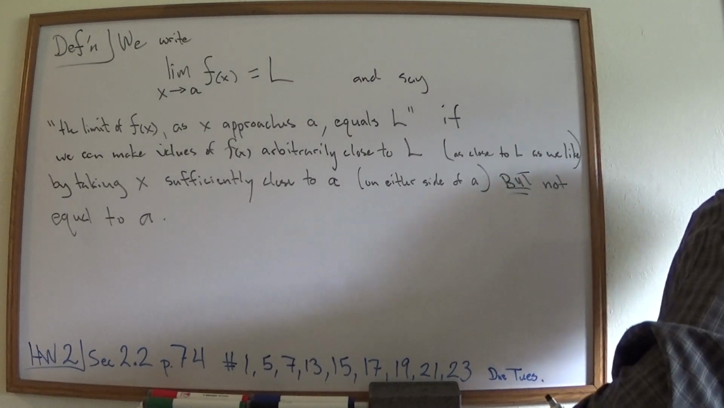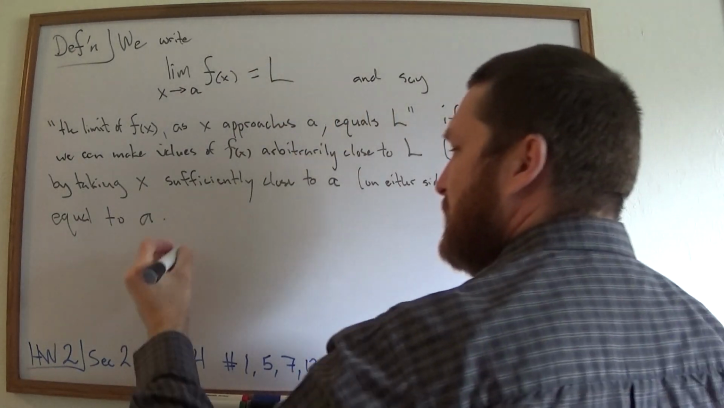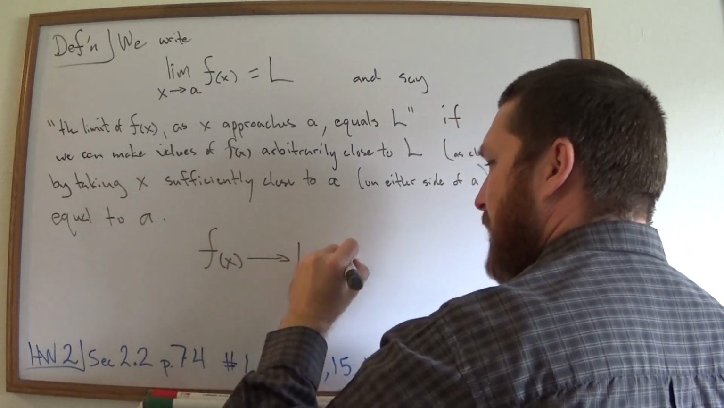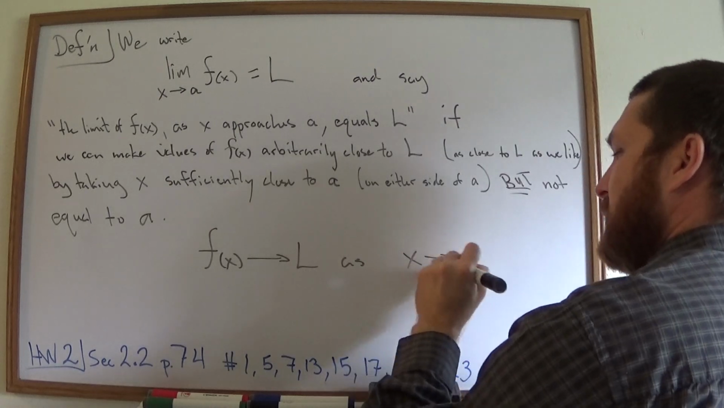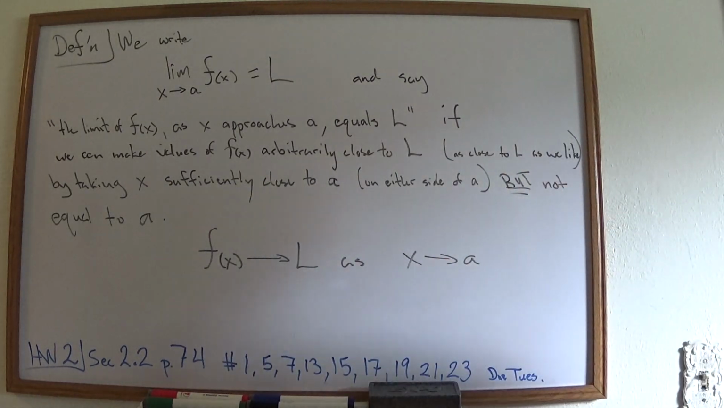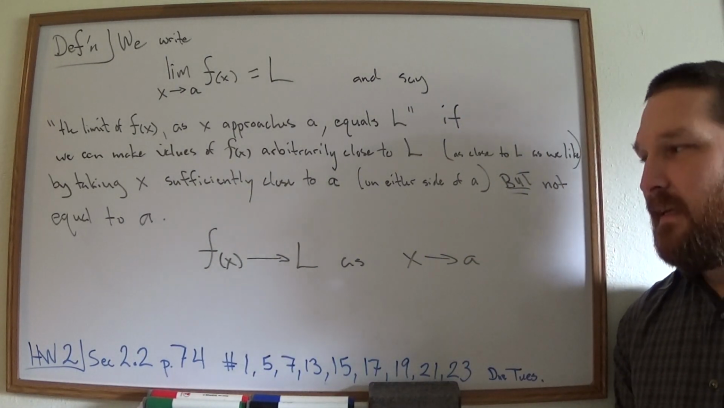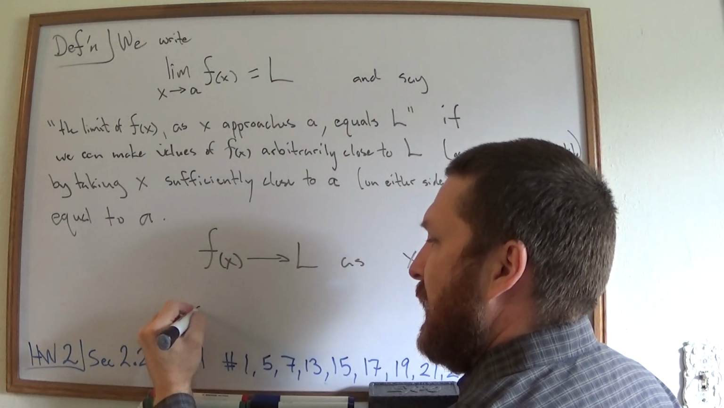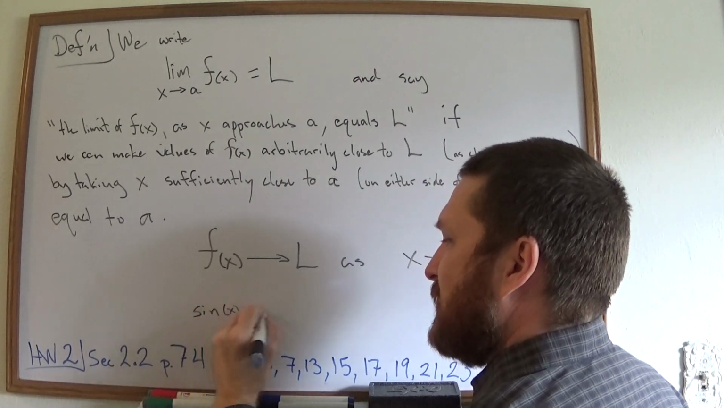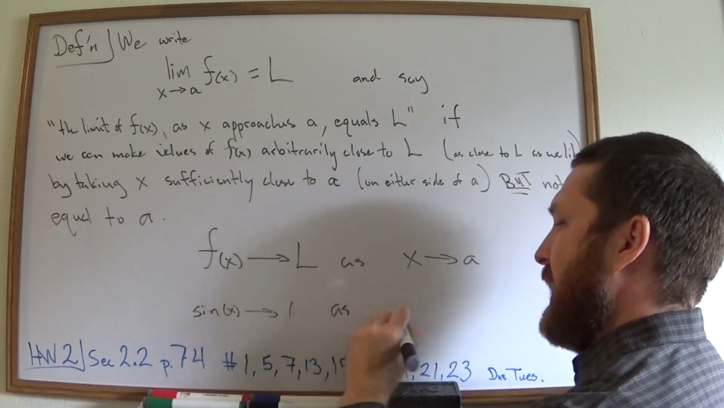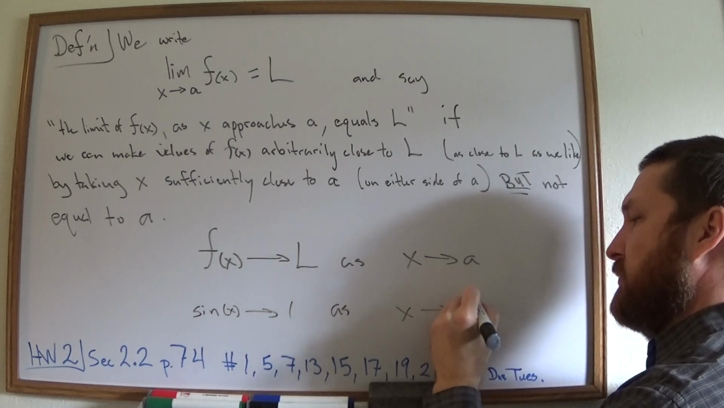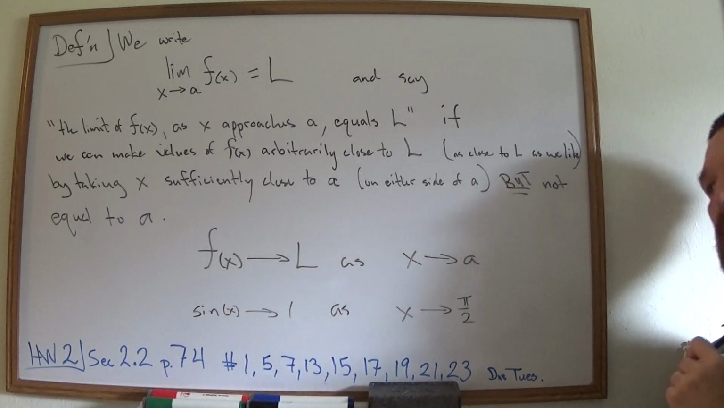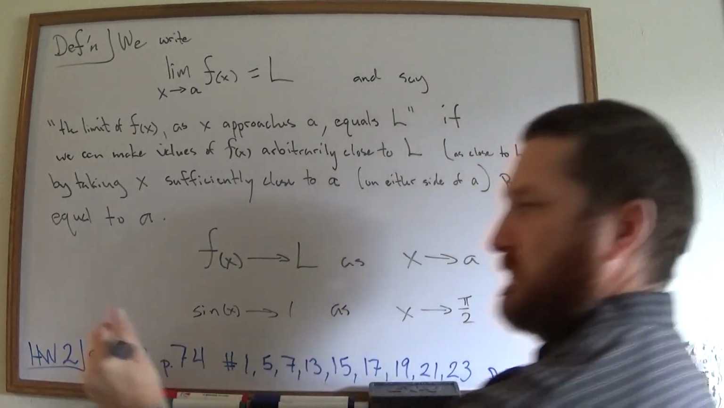But just before we move on, because I'm going to erase all this in just a second, here's some notation you've seen before. Another way of saying the same thing is that f of x goes to L as x goes to a. Does that look familiar? Yes. We did that in trig, right? And we had stuff like sine x goes to 1 as x goes to pi over 2, right? Yeah.